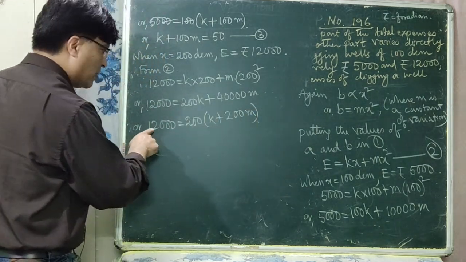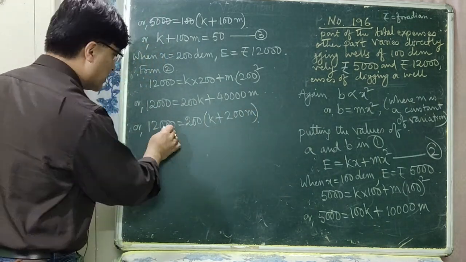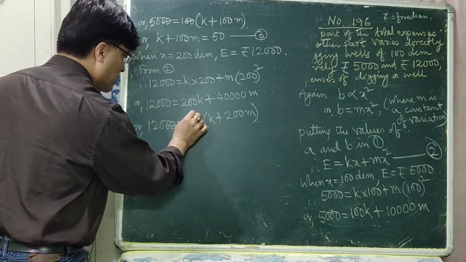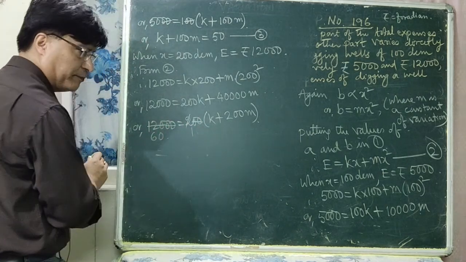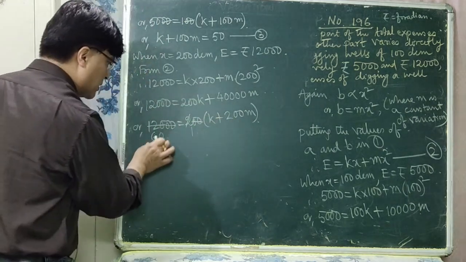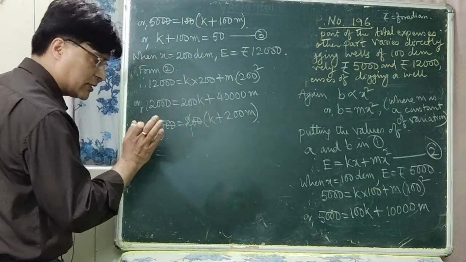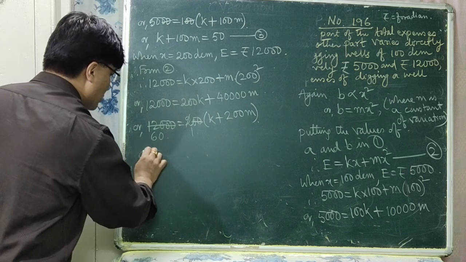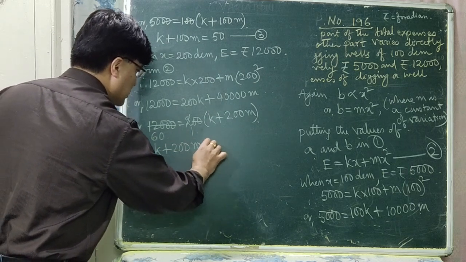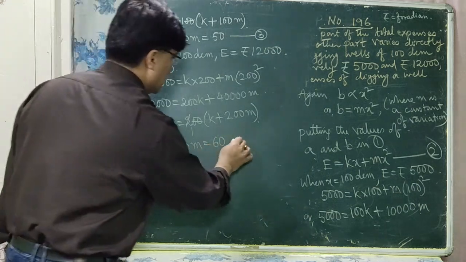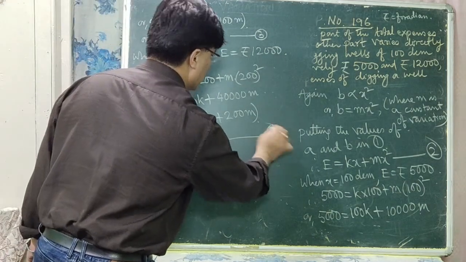So here also from left hand side and right hand side, you can cancel this double zero. So 2 ones are 2, 2 sixes are 12, this is 60. Now, I am going to write the right side to the left side, and the left side to the right side, so the sign is going to change. So we have k plus 200m is equal to 60. So let us mark it equation number 4.